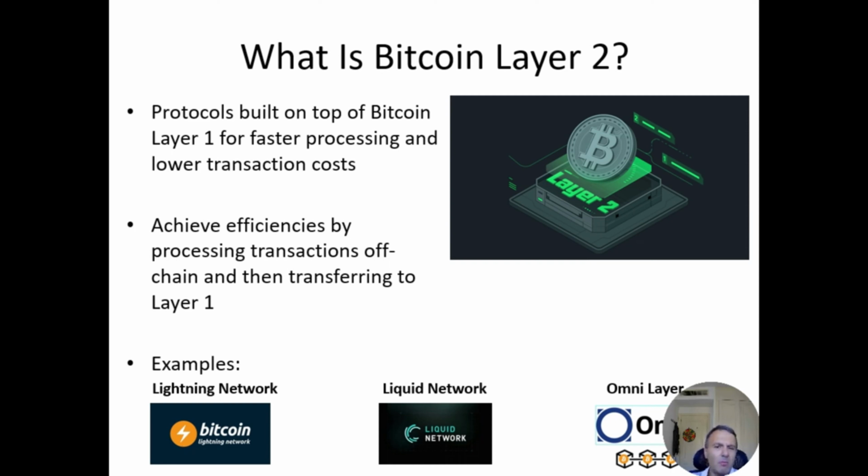So what are the examples of these layer 2 protocols that sit on Bitcoin? Well, these are noted here. You've got the Lightning Network, the Liquid Network, and the OmniLayer. So these are the three most famous software protocols. So let's move on to protocol examples.